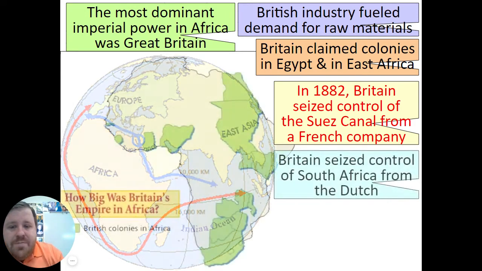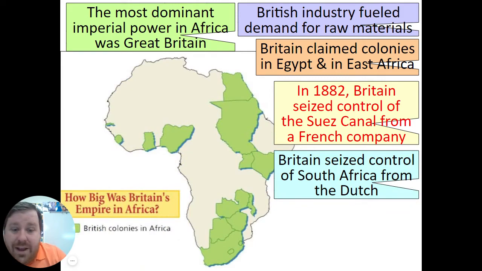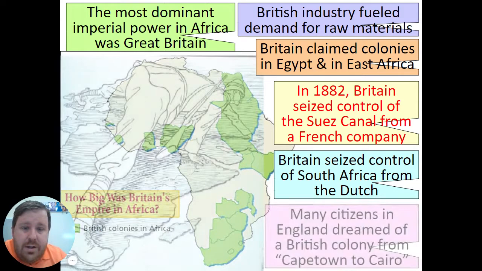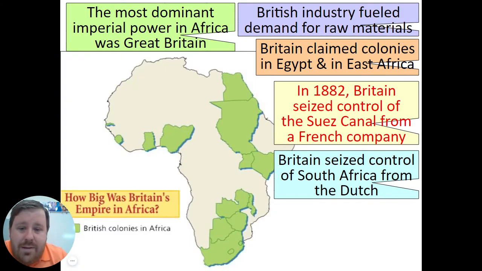Britain seized control of South Africa from the Dutch. The Dutch had control of South Africa, and then Britain seized control there. They also, as we'll talk about later, conquered many indigenous tribes there.